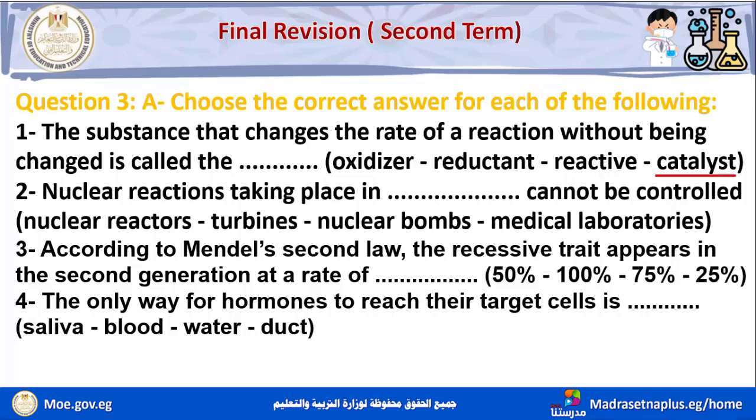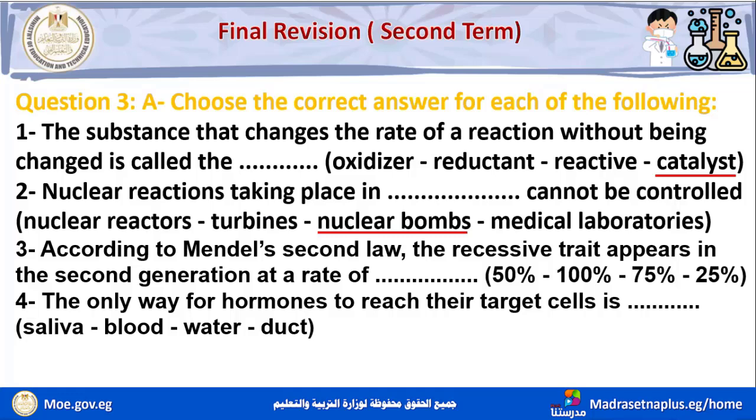Question number 2, nuclear reactions taking place in space cannot be controlled: nuclear reactors, turbines, nuclear bombs, medical laboratories. Nuclear reactions taking place in nuclear bombs cannot be controlled.